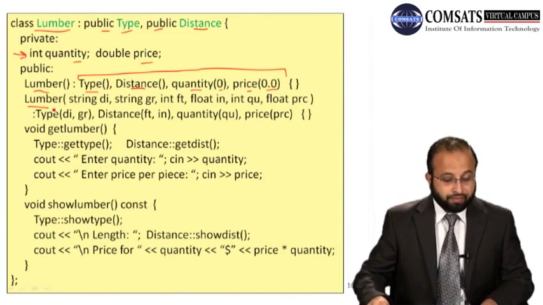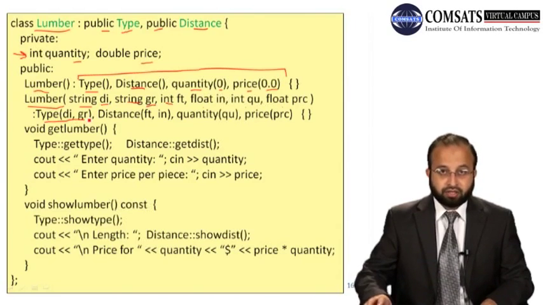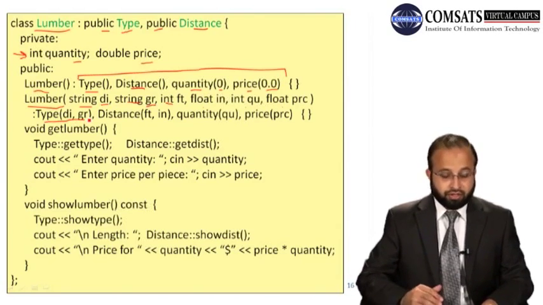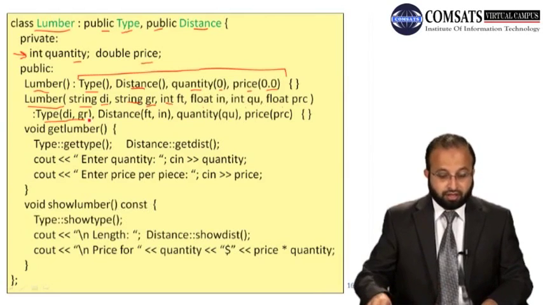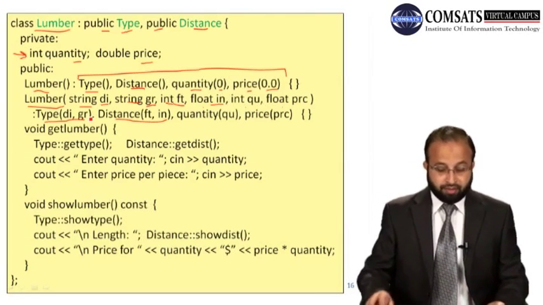Then we have a number constructor having 1, 2, 3, 4, 5, 6 parameters. The name of the first one is the dimensions, grade. So we'll pass these two parameters, dimension and grade, to the type constructor, to the argument constructor, और वो उसके dimensions और grade को initialize कर देगा di और gr की value के साथ. Then we have feet and inches. We need to pass these two values to a distance constructor. So ये तो constructor हैं, ये initializer list में दिए हैं, ठीक है हमने.